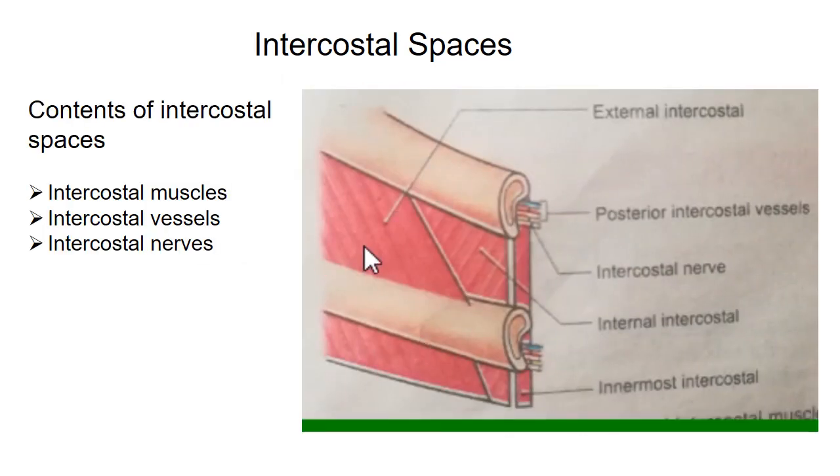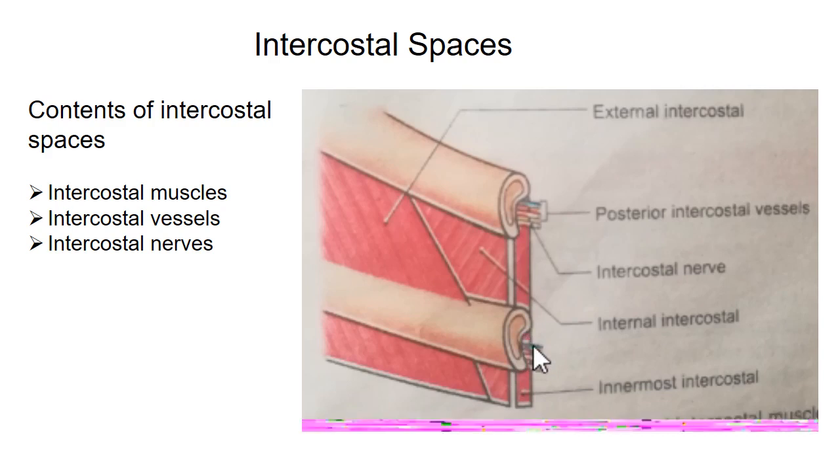This is an image showing the contents of intercostal spaces. This is the external intercostal muscle, this is the internal intercostal muscle, and this one is the innermost intercostal muscle. These are the intercostal vessels and nerves which pass through the costal groove. The costal groove is a groove which lies on the lower part of the inner surface of the ribs. That's all about the intercostal spaces.